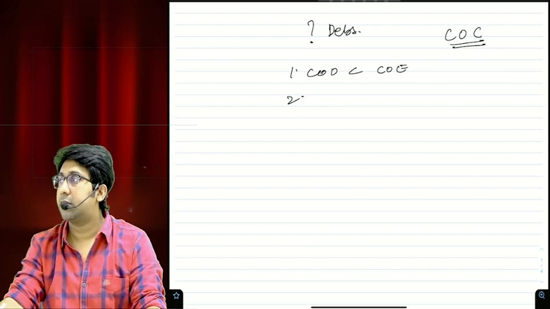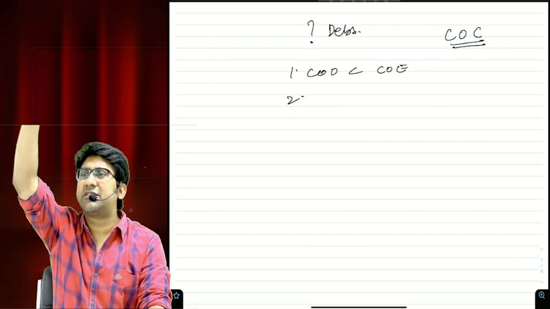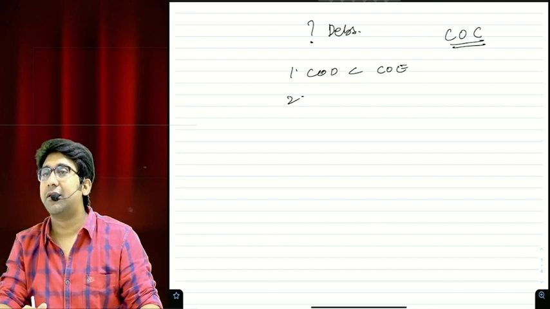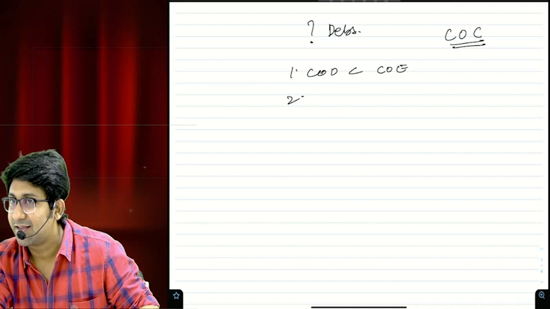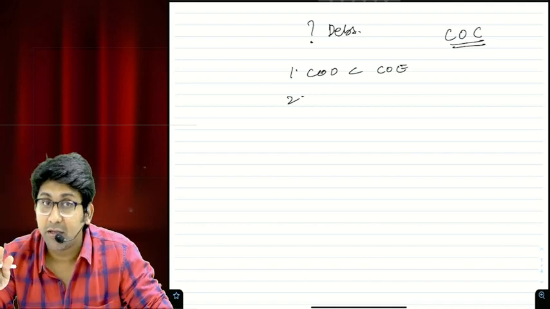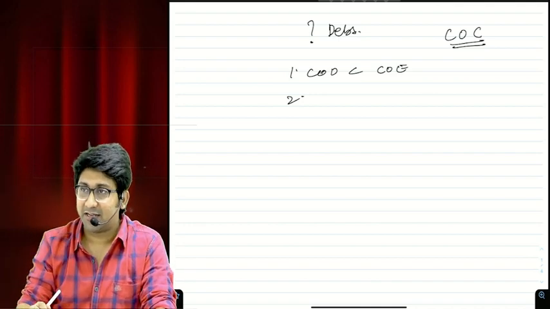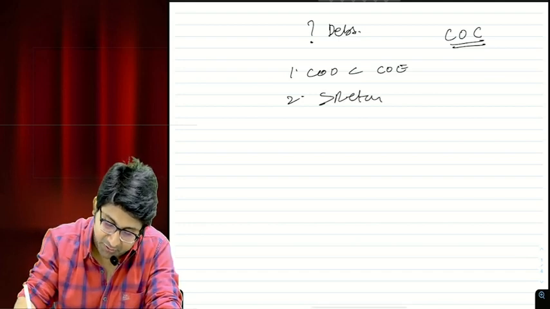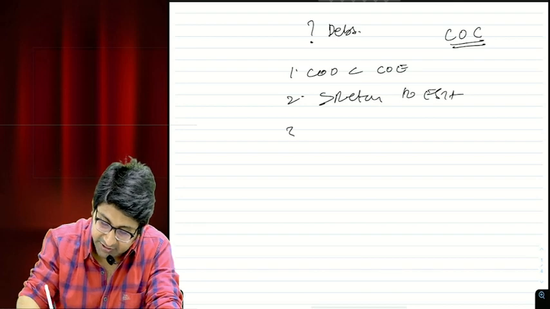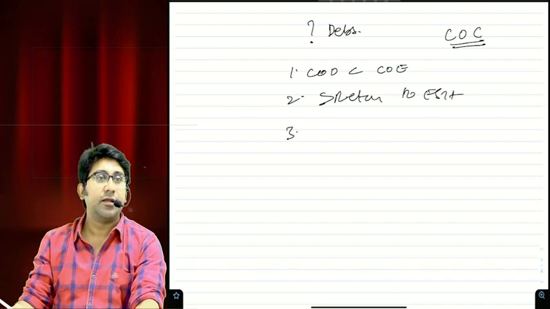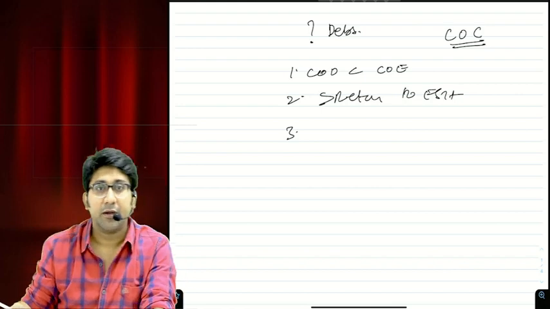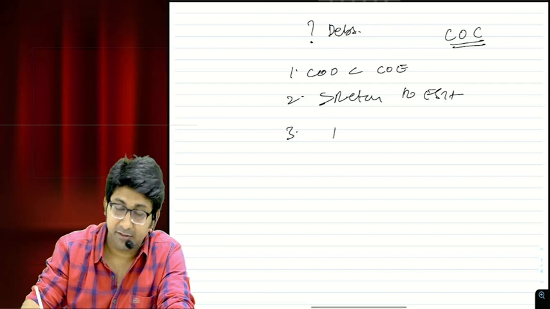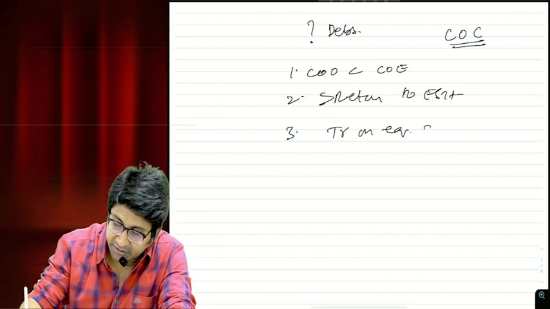I didn't understand. Someone is answering from the back. What she said? To give more returns to equity shareholders. Okay. Sir, I will write more return to equity shareholders. Number three. Who is answering? Okay, answer. Trading on equity. What do you mean by this?